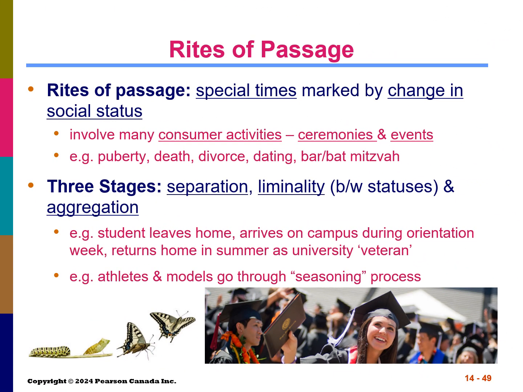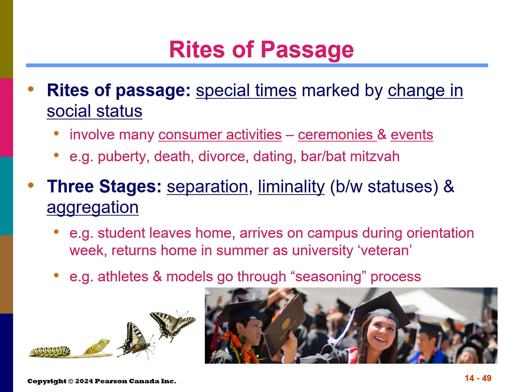Rites of passage usually involve rituals too, ceremonies or events marking an important stage or passage in someone's life. They're special times marked by a change in social status and often involve many consumer activities. For example, puberty, death, divorce, and dating, or a bar mitzvah for young Jewish boys and a bat mitzvah for young girls.